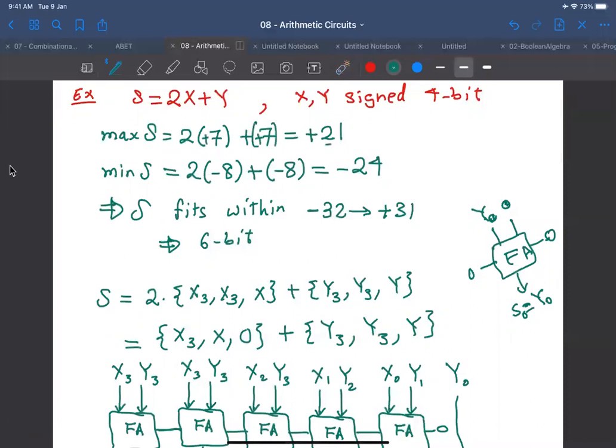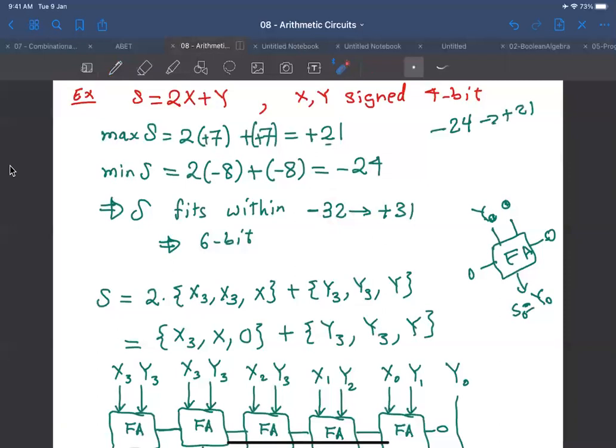And the minimum S is going to be 2 times minus 8, okay? You must know the range of 4-bit, which is minus 8 to plus 7. Plus minus 8, which is minus 24. And this range, minus 24 all the way to plus 21, is covered by the range minus 32 to plus 31, which means you need 6 bits, because this is minus 2 to the 5. So your n minus 1 is 5, so your n is 6.